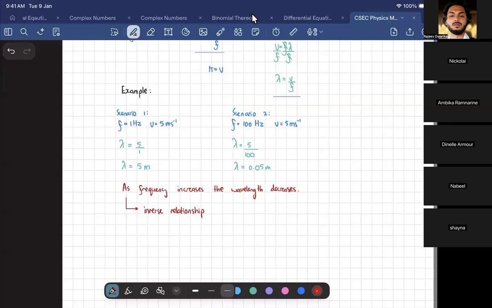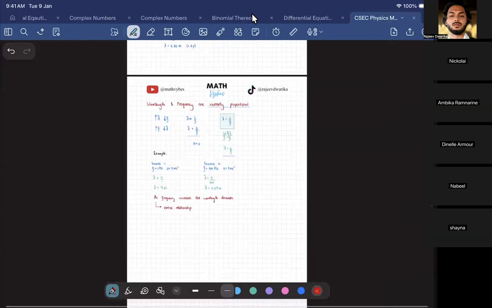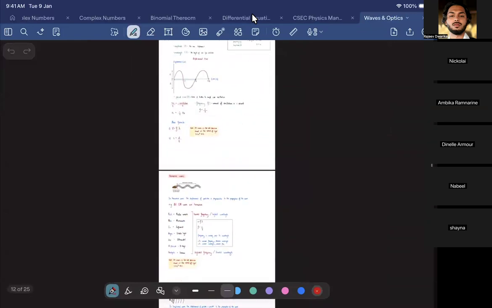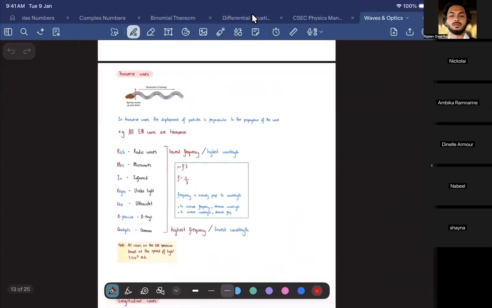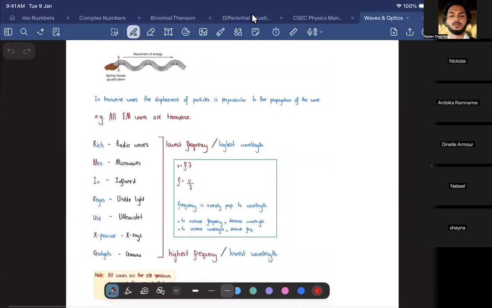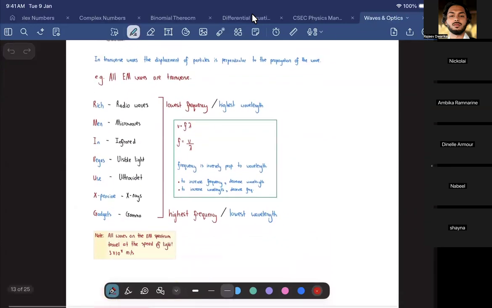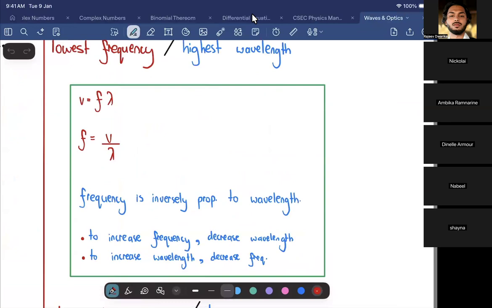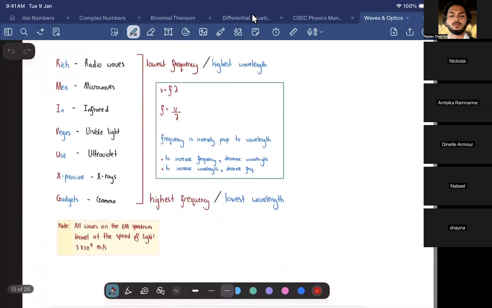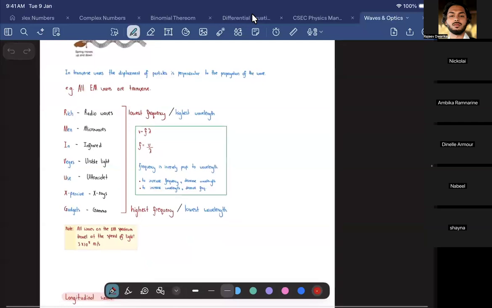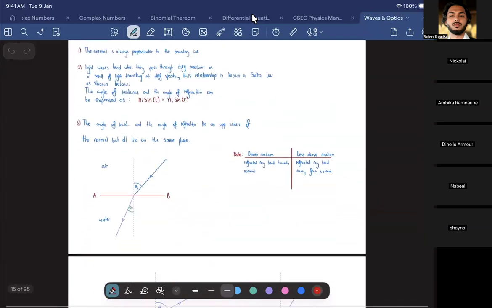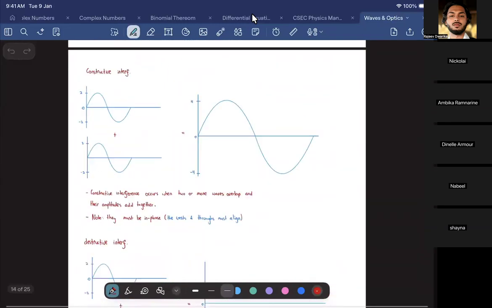Ambika, you want to continue in this direction? Let me show you what the other things are in this direction. If we continue, we are going to look at transverse waves. We're going to look at all the waves in the EM spectrum, and we're going to look at the same relationship here, that frequency is inverse. We already did that. We're also going to look at longitudinal waves, constructive interference, and destructive interference. That is how that direction would look.